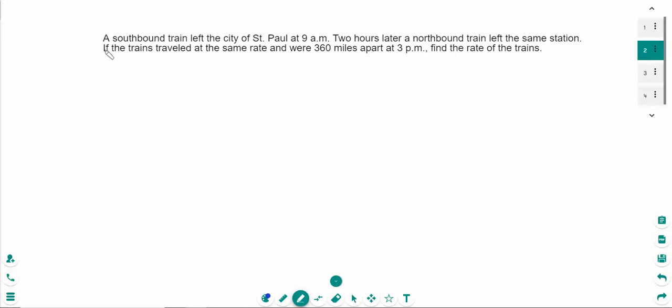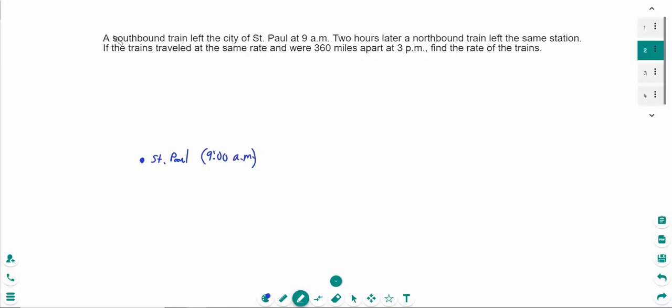So let's do that. We have a southbound train that left the city of St. Paul at 9 o'clock a.m. So let's draw that. So here's their starting point. This is St. Paul. Sometimes it might even help to just throw in the time. This is at 9 o'clock. Actually, I should write this a little bit differently. We're going to need room, so we're going to put it over here. Here's St. Paul, and this is at 9 o'clock a.m.